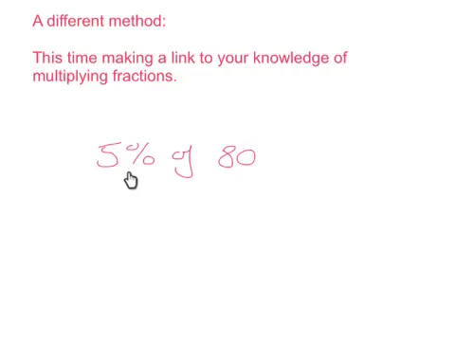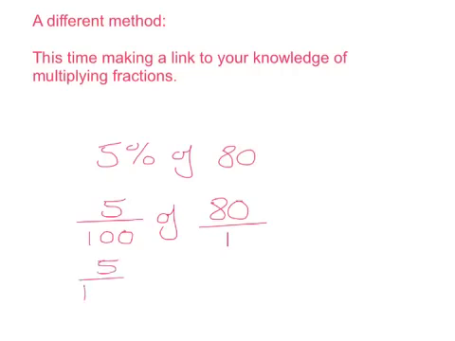So this 5% needs to become a fraction. That's going to become 5 over the top of 100. And that's going to get multiplied by 80, but that also needs to be turned into a fraction, so I'm going to make that over 1. So if I write that out as an equation, it's going to be 5 hundredths multiplied by 80 over 1. Once I've got that far, I can start cancelling down.